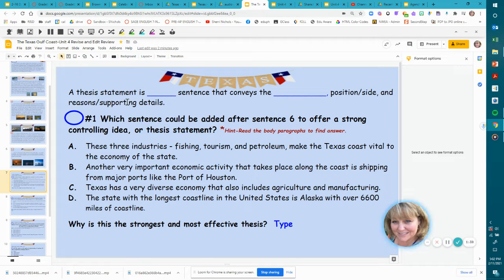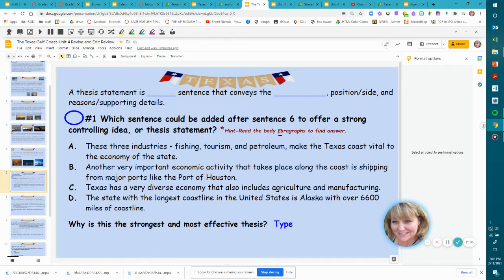It starts off with a concept. A thesis statement is a sentence that conveys the position, side, and the reason supporting the details. If you don't remember, go back and look up thesis statement. And then it says, which sentence can be added after sentence 6 to offer a strong controlling idea or thesis statement? The hint is to read the body paragraphs to find the answer.